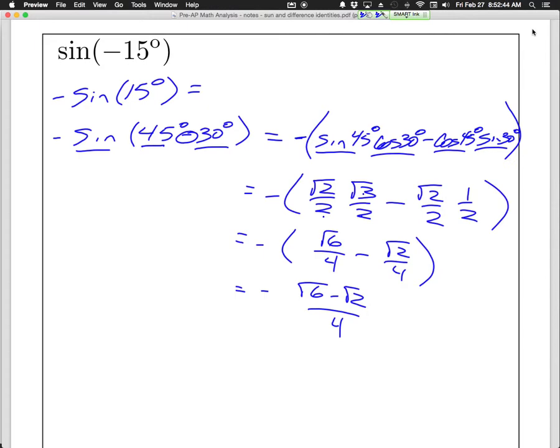And what is it that equals the negative square root of 6 minus square root of 2 over 4? Sine of negative 15. What we started with is what equals that. That is my answer. We found the exact value of sine of negative 15 degrees. Just like the exact value of sine of 30 is 1/2, the exact value of sine of negative 15 is negative square root of 6 minus square root of 2 over 4.